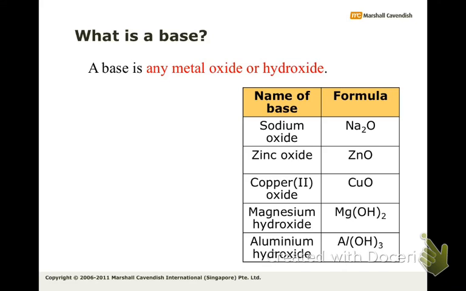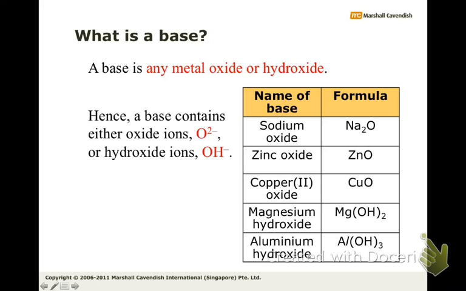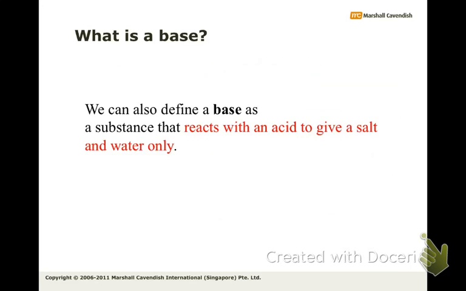Must be metal oxide. Later on you realize that there are a lot of other different oxides, and sometimes you'll be confused. So for example, a base will contain either O2- or OH-. Again, the O2- must be together with a metal. So sodium oxide is one of them, and then you have magnesium hydroxide, aluminum hydroxide, and so on and so forth.